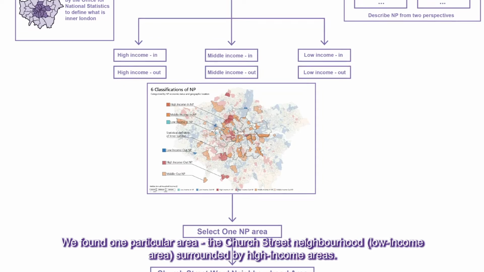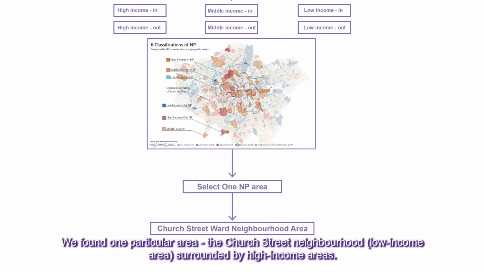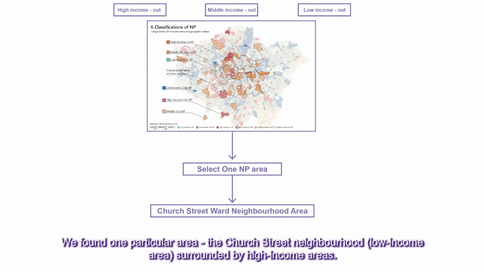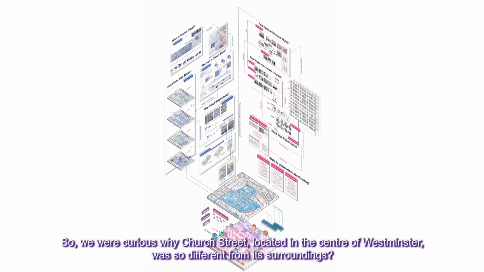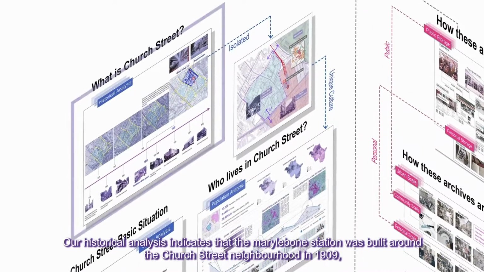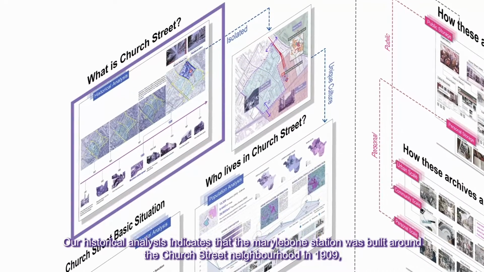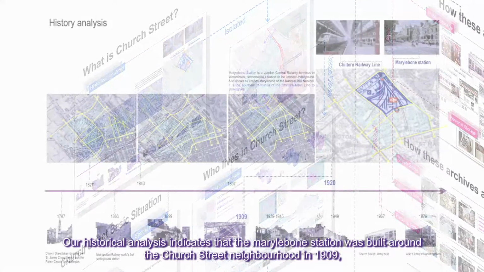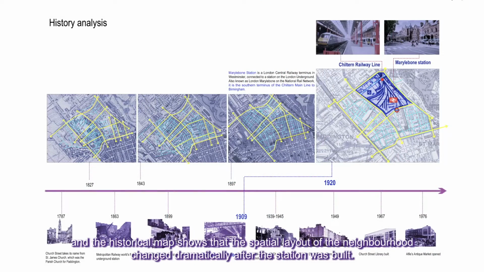We found one particular area, the Church Street neighborhood, a low-income area surrounded by high-income areas. So we were curious why Church Street, located in the center of Westminster, was so different from its surroundings. Our historical analysis indicates that Melbourne Station was built around the Church Street neighborhood in 1909, and the historical map shows that the spatial layout of the neighborhood changed dramatically after the station was built.